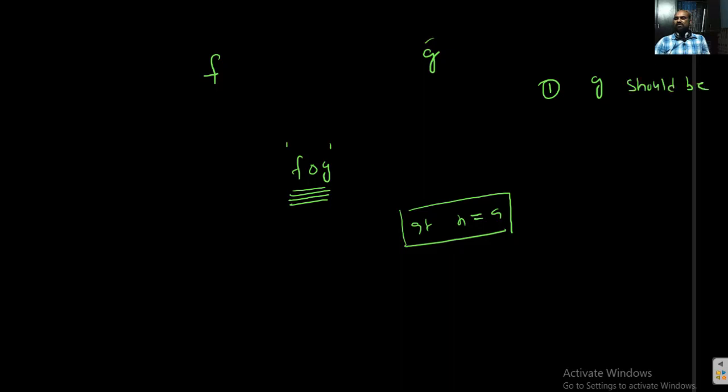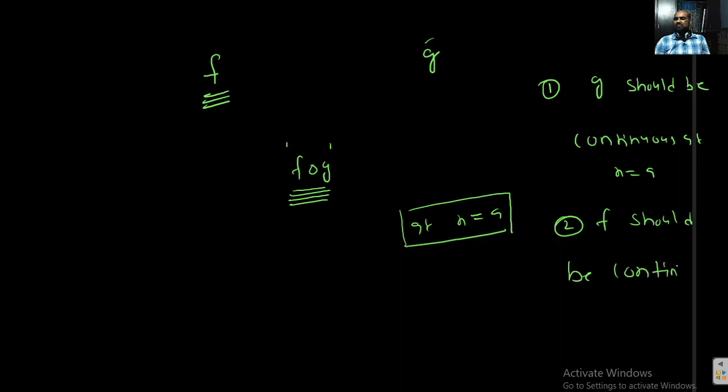G should be continuous at x equal to a. That is one rule. Second rule, f should be continuous at g of a, students, at g of a. Then only you can say that f circle g is continuous at x equal to a.